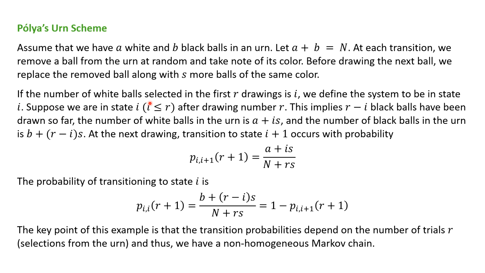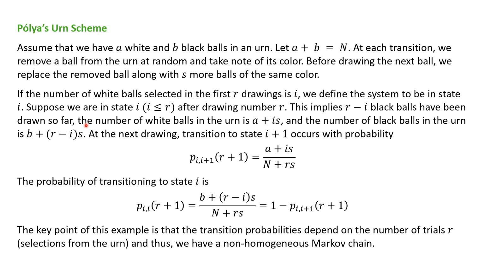If the number of white balls selected in the first R drawings is I, we define the system to be in state I. Suppose we're in state I. Of course, I has to be less than or equal to R. After drawing number R, this implies R minus I black balls have been drawn so far, right? On each of the R drawings, it has to be either white or black. So if you've drawn I white, then you must have drawn R minus I black balls.